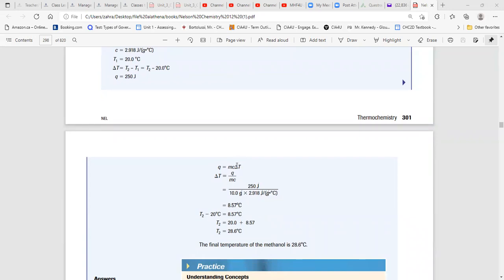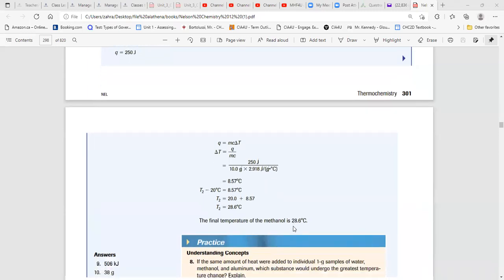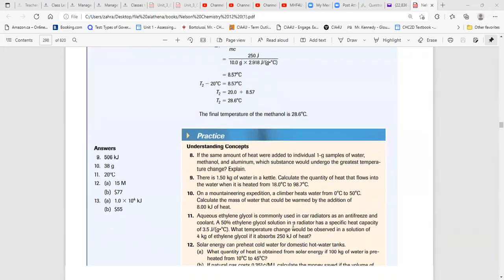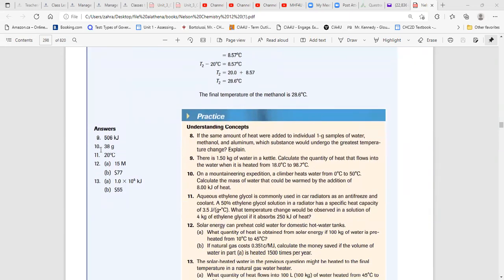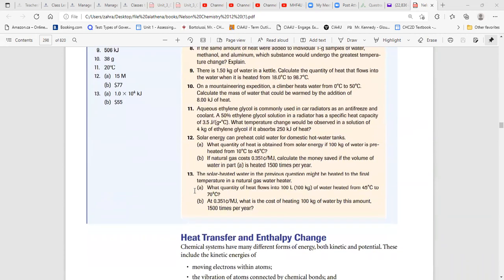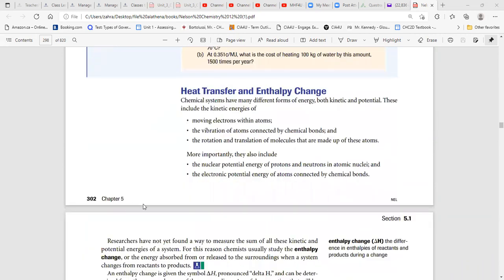Instead of delta T, you just put T2 minus 20 and bring the mC to the other side. So it's going to be Q divided by mC. You put in the numbers, delta T is going to be T2 minus 20, and you just do it on the calculator. The 20 goes to the other side as positive, and the answer for T2, the T final, is 28.6. So you can do questions number 9, 10, and 11. This is page 302.